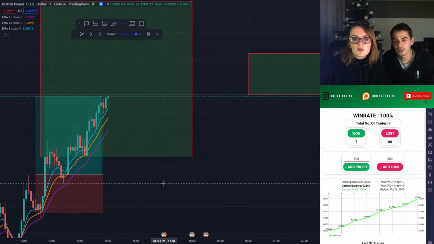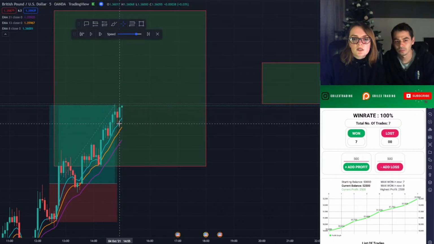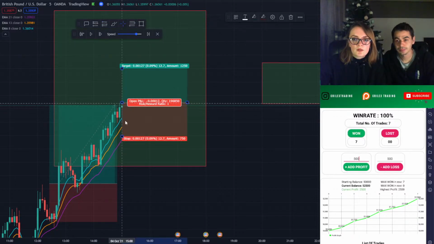Now we have retested this EMA, and we will place a buy stop right here.